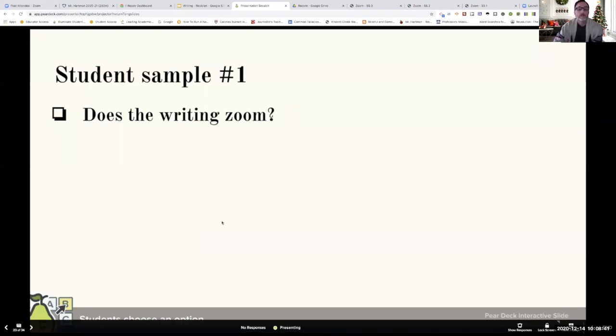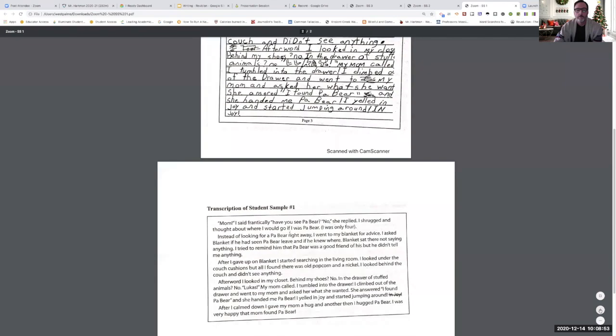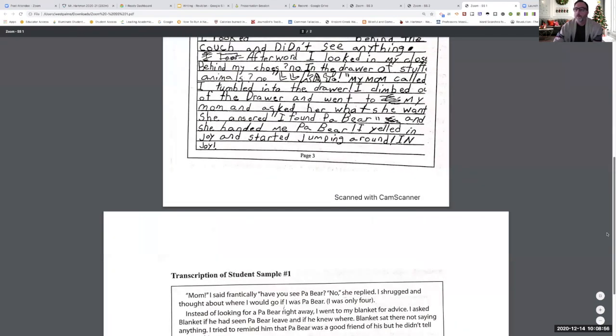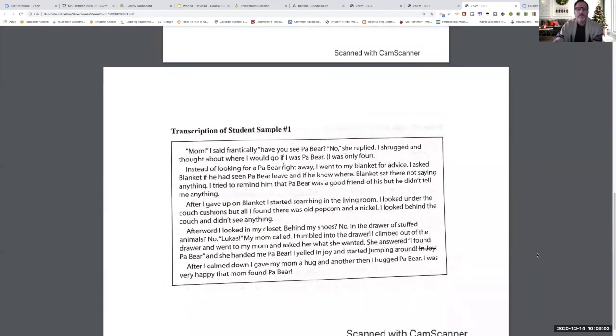Does the writing zoom? So I'm going to pull up the first sample. Okay, there is the first sample. Go ahead and take a minute and read that over. And then we're going to come back to see if it has a zoom or not. So go ahead and read that.